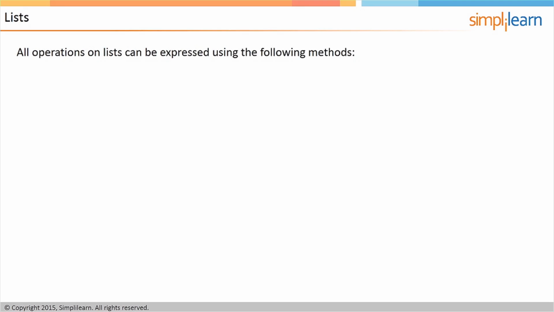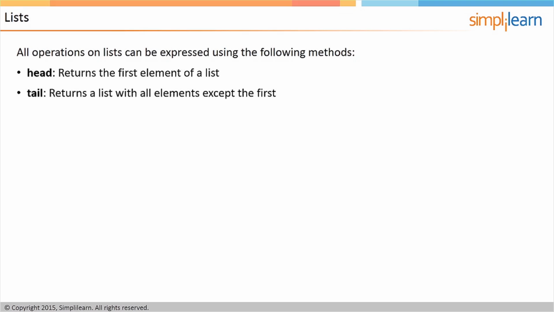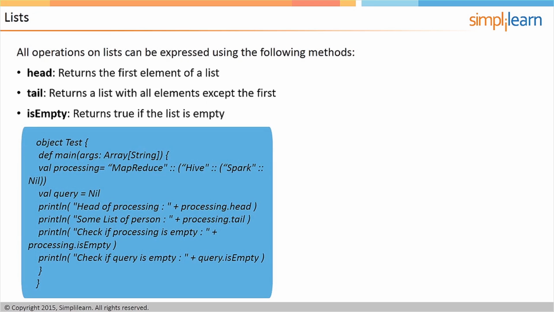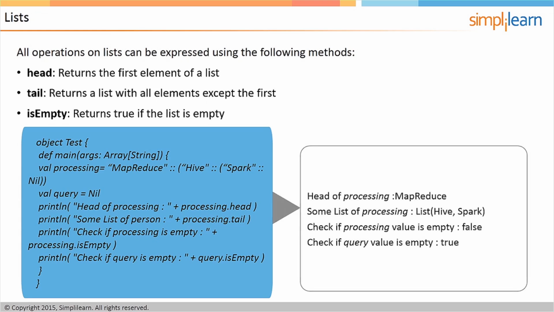All operations on lists can be expressed using the given methods. Head is a method that returns the first element of a list. The tail method returns a list with all elements except the first. The third method is empty, returns true if the list is empty, otherwise false. The example given on the screen shows the use of these methods. When this code is compiled and executed, it gives the output shown.